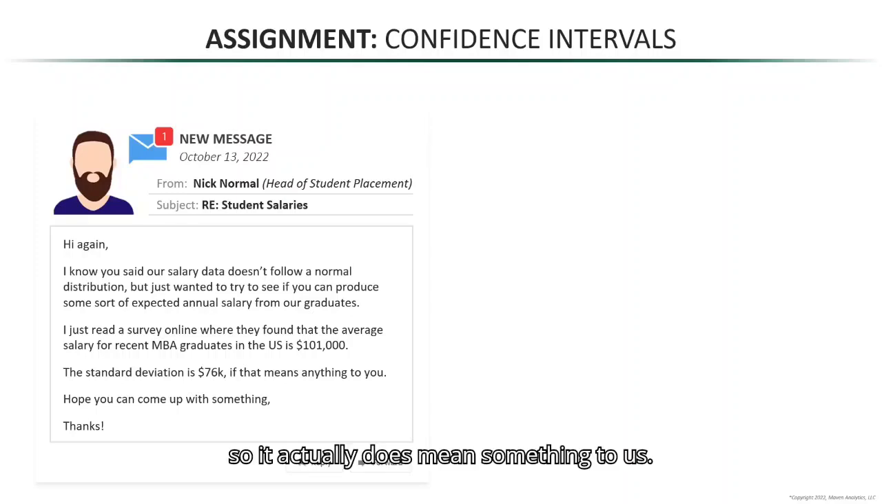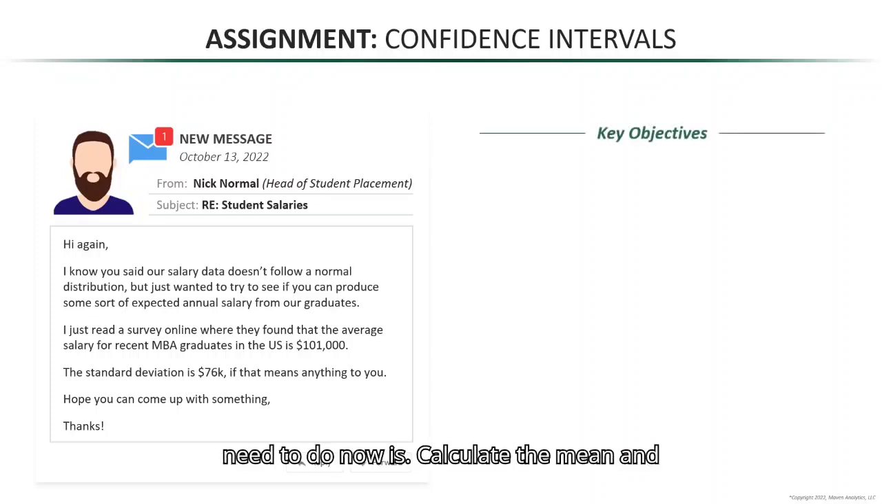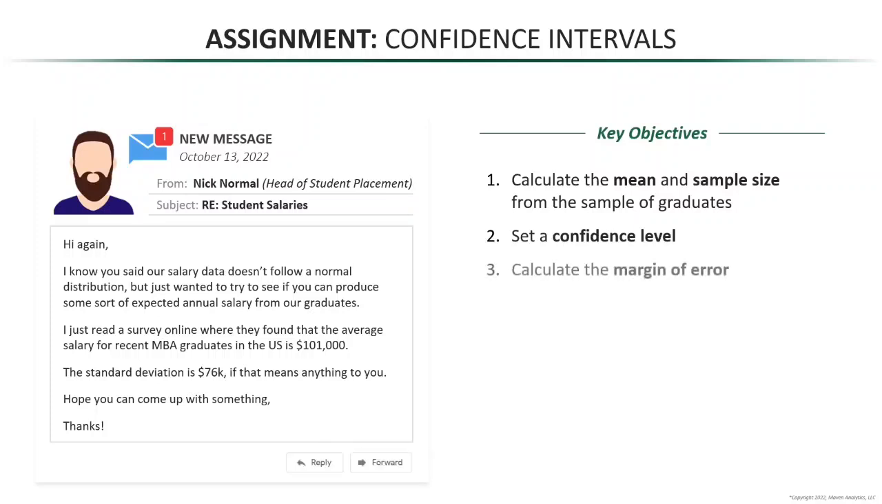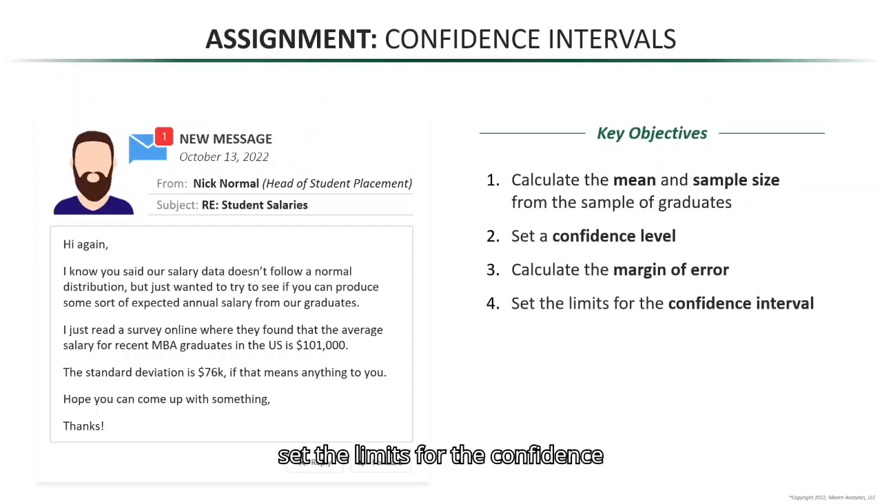Okay, so it actually does mean something to us. Now we have the population standard deviation of annual salaries for MBA graduates in the USA, and I do think that we're safe to assume that our students are a part of that population. So what we need to do now is calculate the mean and the sample size from the sample of graduates, set a confidence level, calculate the margin of error, and set the limits for the confidence interval. So get to work.